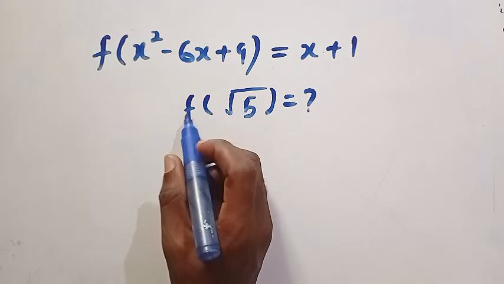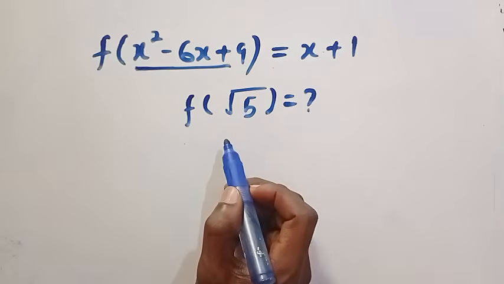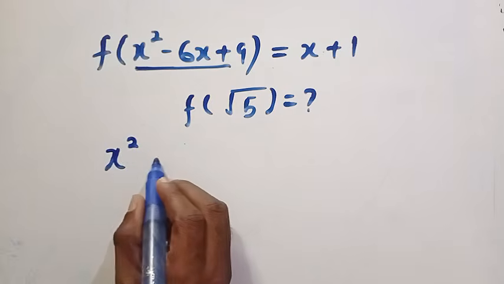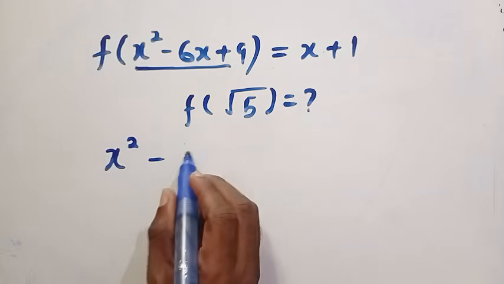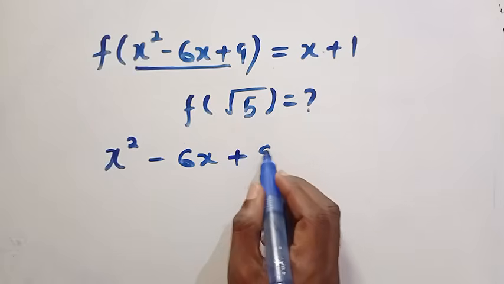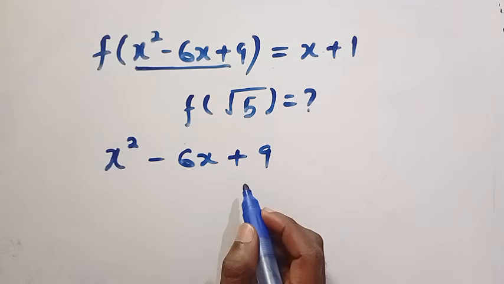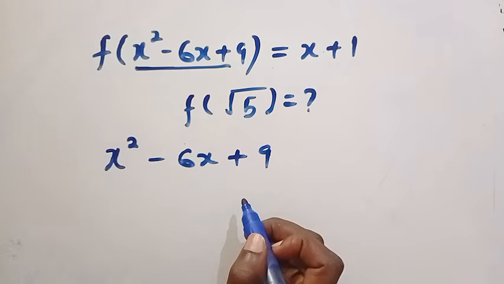Before anything, let's try to understand the pattern of this domain. We have a quadratic, which is x squared minus 6x plus 9. Here, f is not uniquely determined. It is not uniquely defined, and the x here are members of the real numbers. So what we'll be getting here is a kind of function that is not one-to-one.